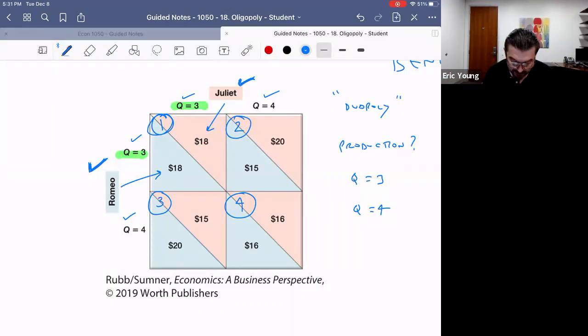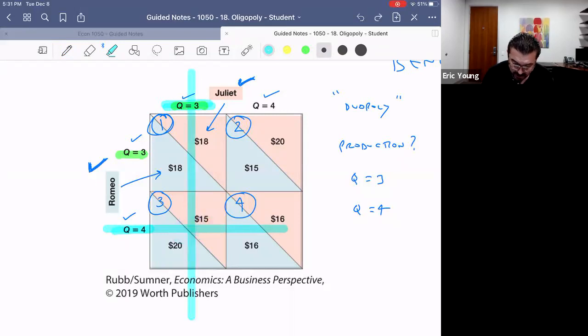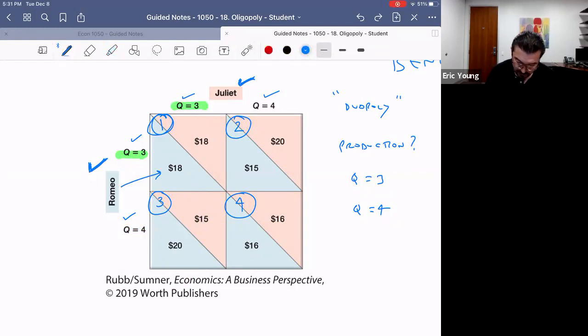We also see other payoffs. Let's say that hypothetically, let's change our colors for some contrast. Let's say that Romeo decides to make 4 and Juliet decides to make 3. Well, 4 is here and 3 is here, so we'd be in this box. So if, hypothetically, Romeo decided to make 4 and Juliet made 3, Romeo would earn profits of 20 and Juliet would earn profits of 15.